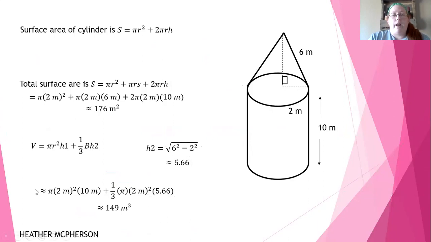So how do we figure out what the volume is altogether? You're going to do pi times 2 meters squared times 10 meters plus 1/3 of pi times 2 meters squared times your second height, which is 5.66 meters. So your volume is approximately 149 meters cubed.